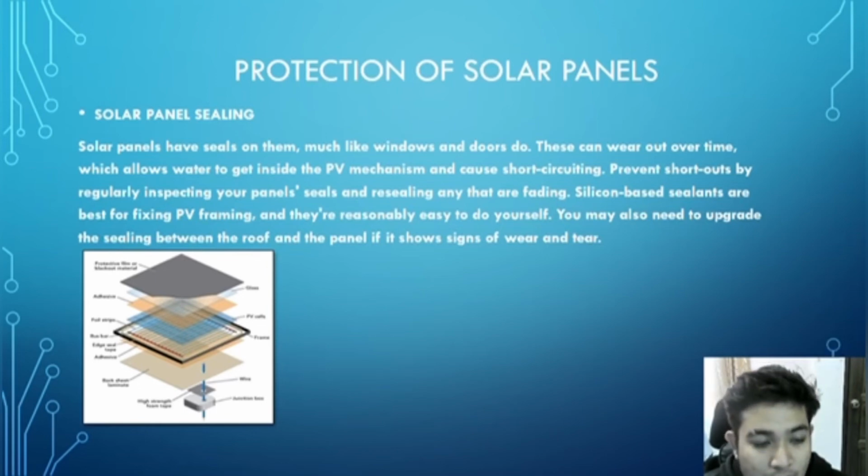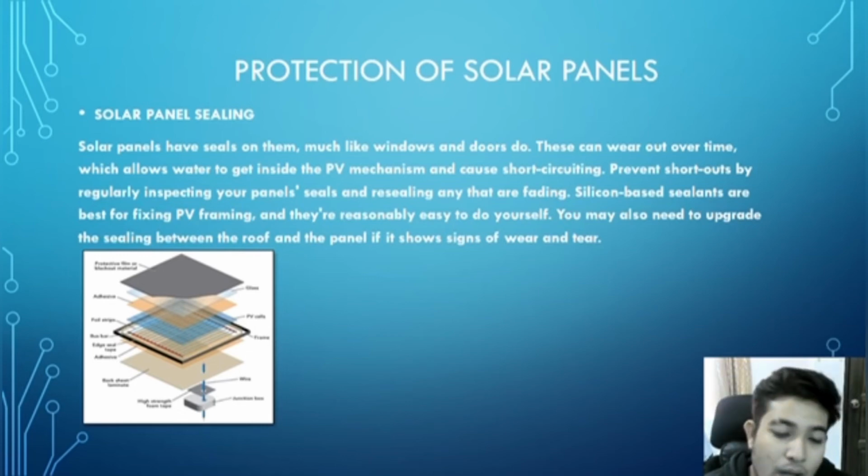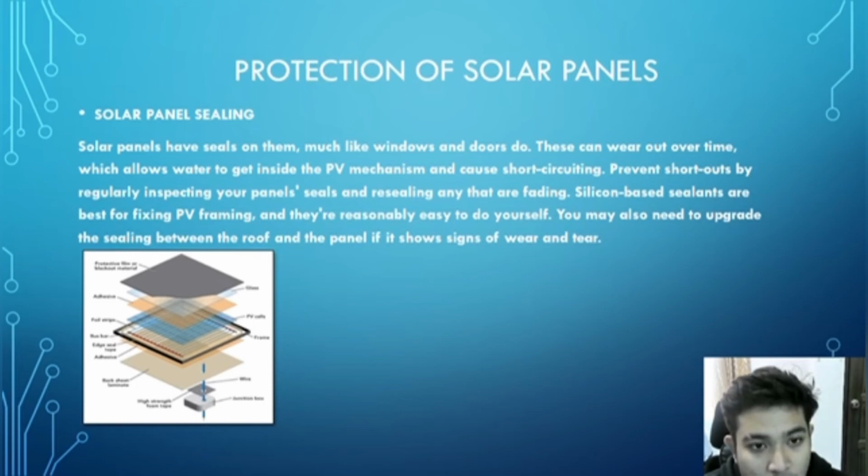Prevent short circuit by regularly inspecting your panels and seals, and resealing any that are fading. Silicon-based sealants are best for fixing PV framing, and they are reasonably easy to do yourself. You may also need to upgrade the sealing between the roof and the panel if it shows signs of wear and tear. The figures show the example of sealing of the solar panels.